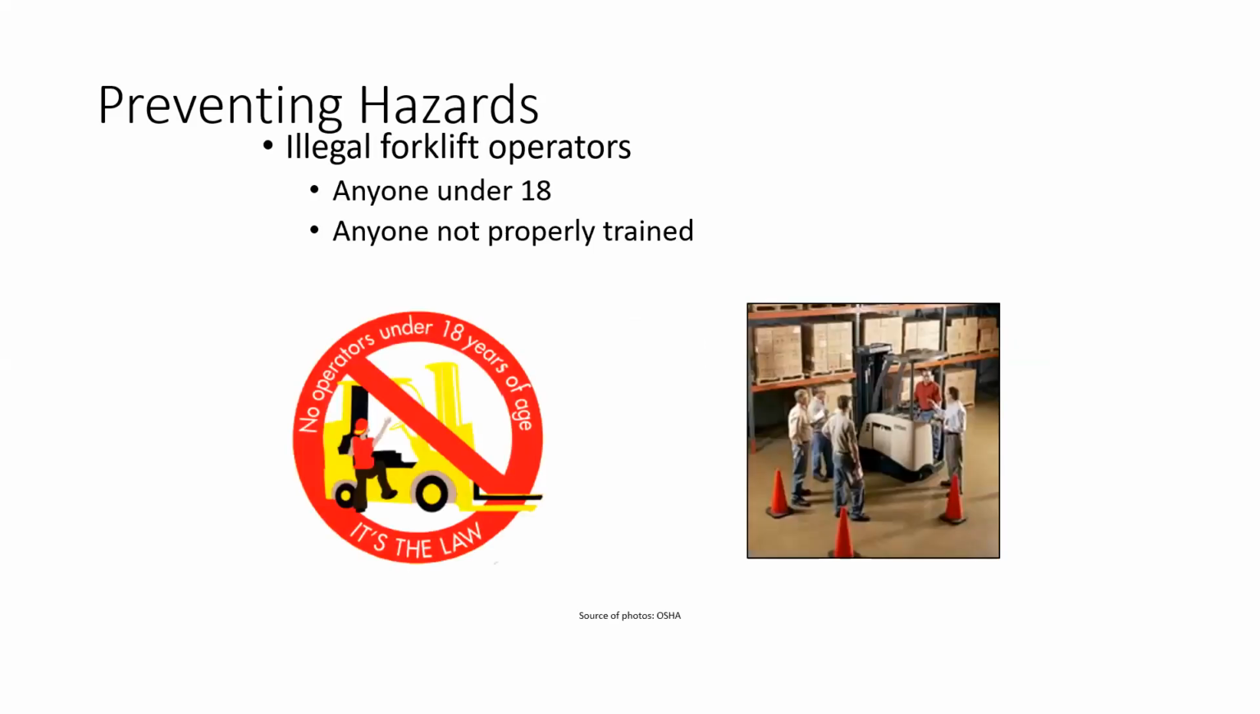Illegal forklift operators. Number one, anyone under 18 cannot have a legal license for operating a forklift. Number two, anyone not properly trained. So the worker for a forklift should be more than 18 and should be properly trained. Okay, and we see the accidents according to the workers who are not properly trained.